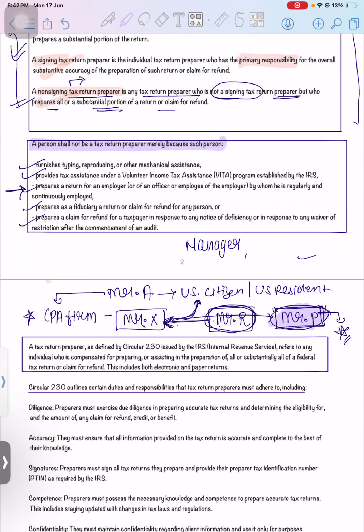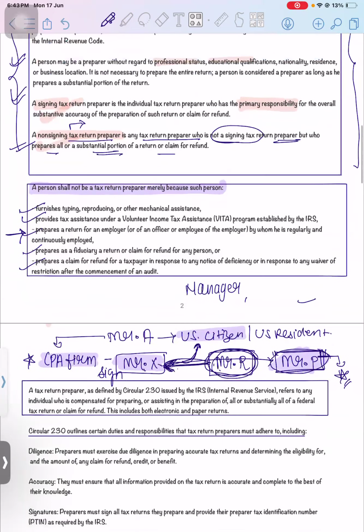But you will not be called as a preparer, but the CPA firm, Mr. X, is in the direct contact. So he will be called as a preparer, and he is the signing preparer, and the reviewer who is going to be the first employee of this. Okay, just see the hierarchy.